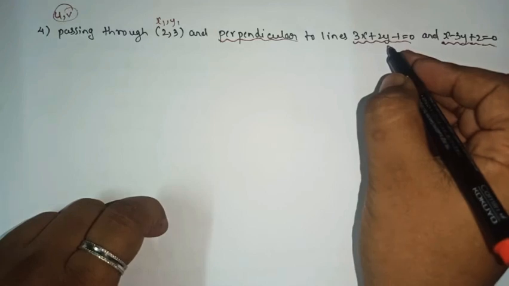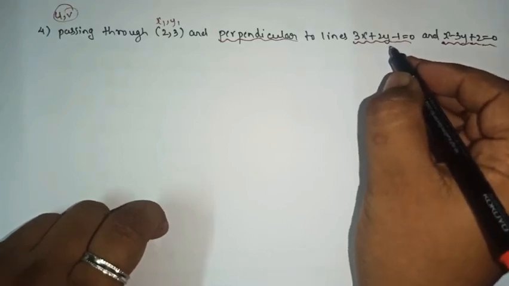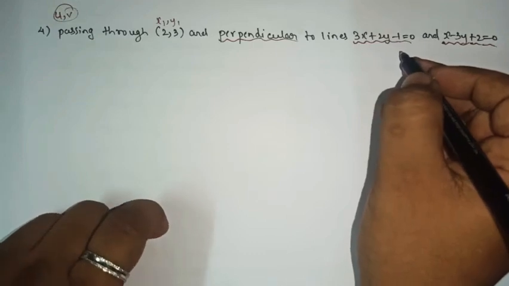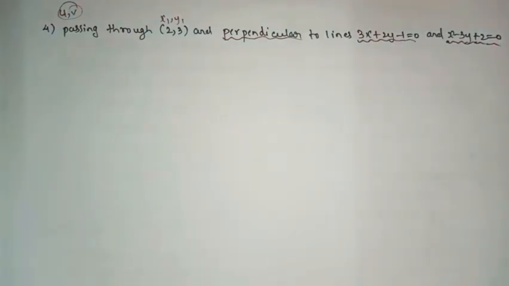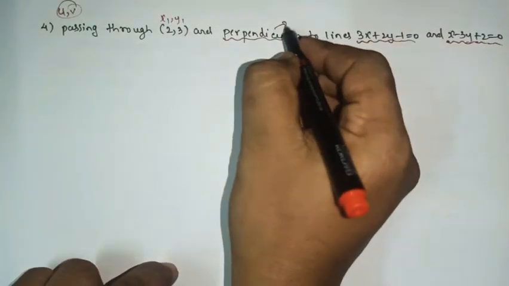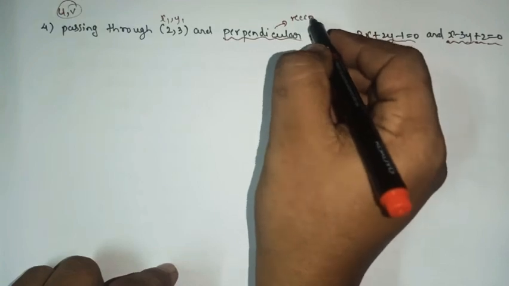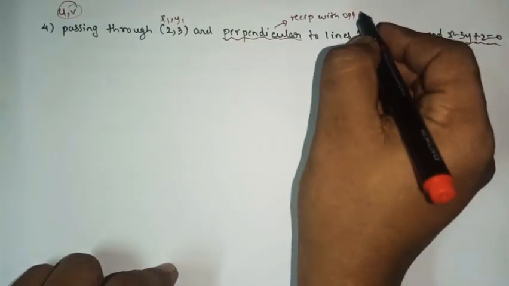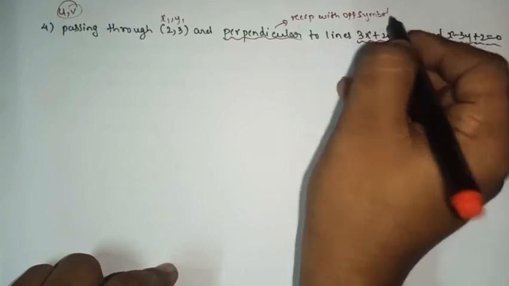So whenever you find the slope of this line, see to it that you take the reciprocal with the opposite symbol. Without doing that, you cannot solve the sum further. Okay, so that's the important point here which you have to remember: reciprocal with opposite symbol. Got the point?